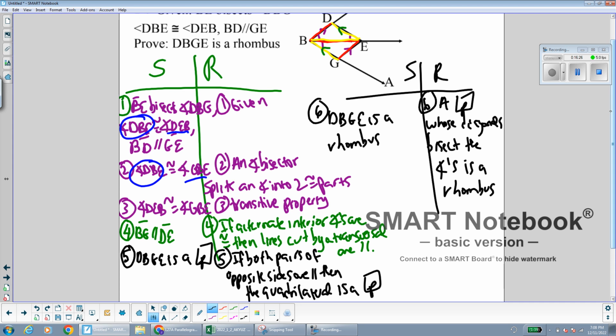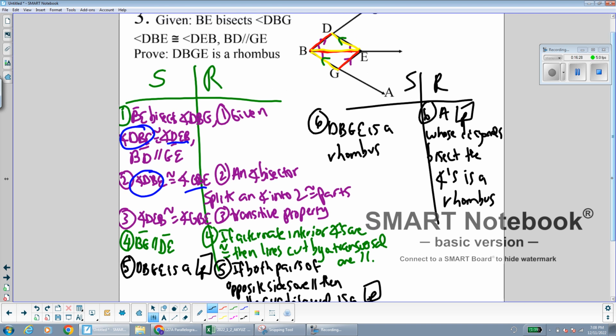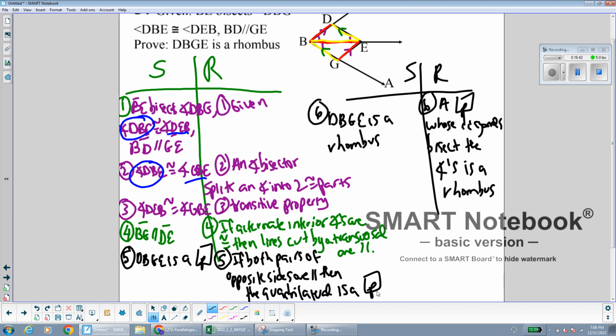Okay, here I have the complete written up proof. So you can take a second, you can pause the video, and you can read through. But notice how we proved that DBGE was first a parallelogram, because if both pairs of opposite sides are parallel, that makes the quadrilateral a parallelogram. And then we proved that DBGE was also a rhombus, because a parallelogram whose diagonals bisect the angles is a rhombus.